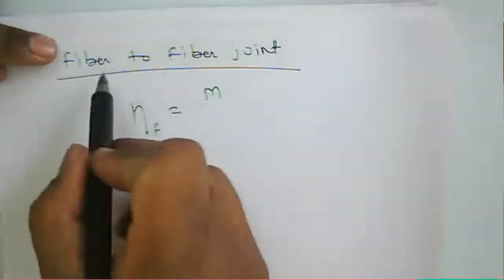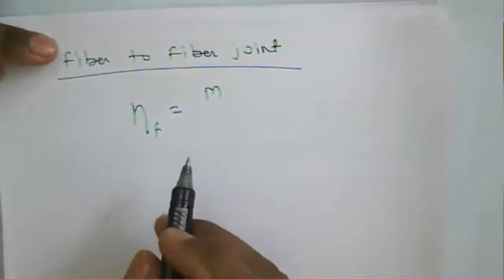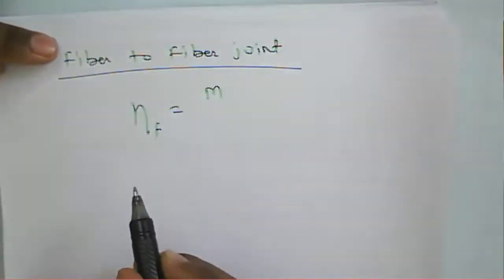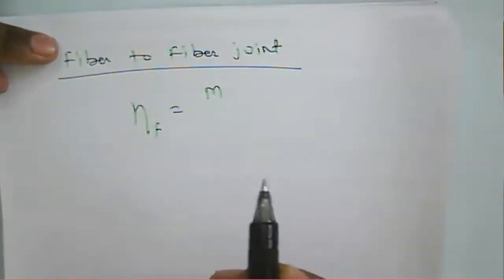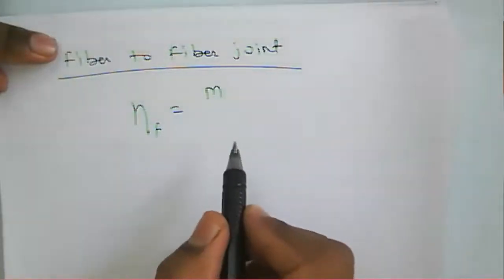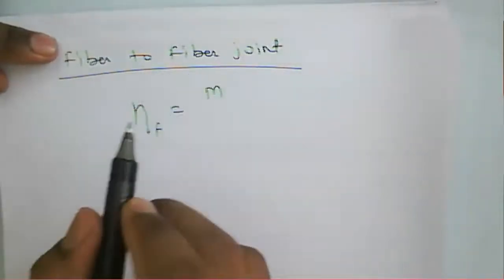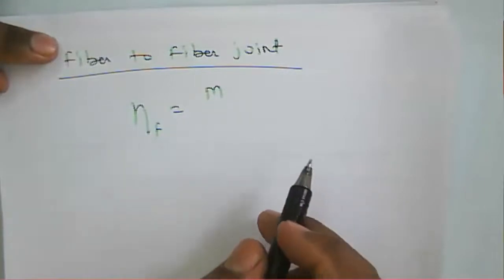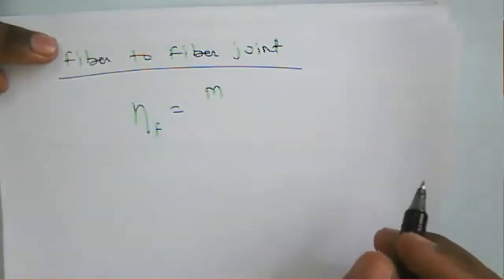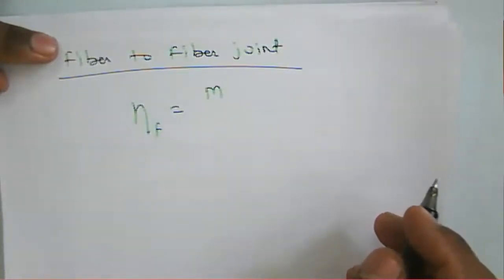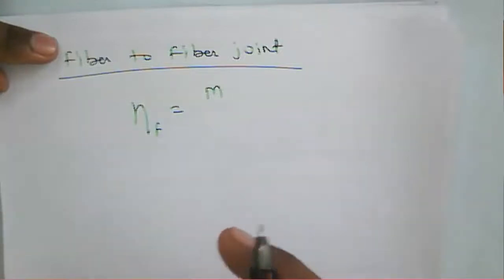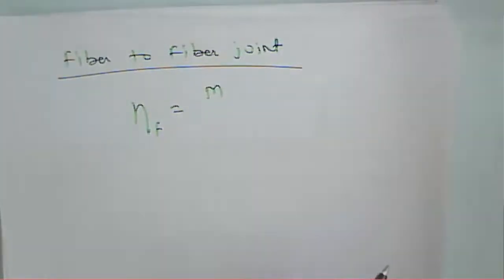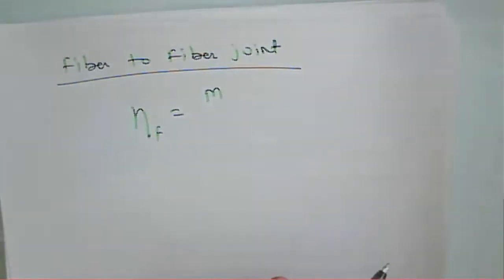Now where is this fiber to fiber joint or connection required? The connection is required from source to fiber, from fiber to fiber in between the link, and then at the end from fiber to the detector. So we require one specific connector to connect a fiber or to connect a source or a detector.